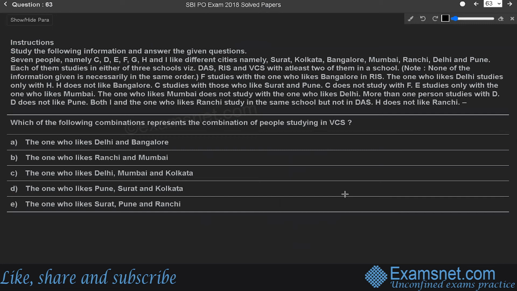Next question also has the same directions. And the question is, which of the following combination represents the combination of people studying in VCS? We know that in VCS, three people study, which is C, D, and I, and they like Ranchi, Surat, and Pune. So we can say that the ones who like Surat, Pune, and Ranchi are studying in VCS. So the correct option will be option number E here, which is the one who likes Surat, Pune, and Ranchi.